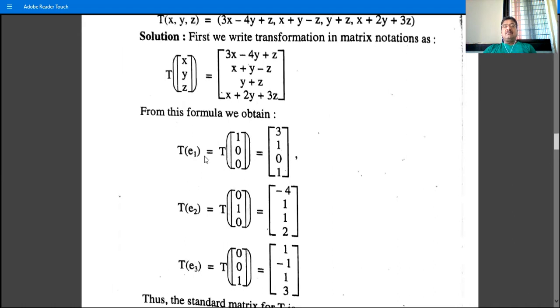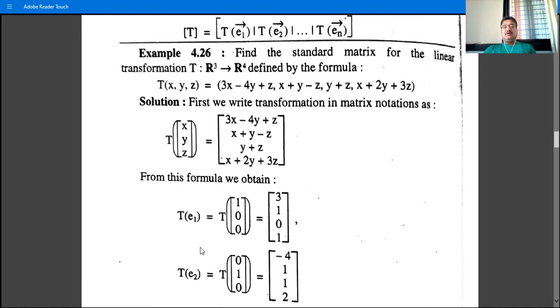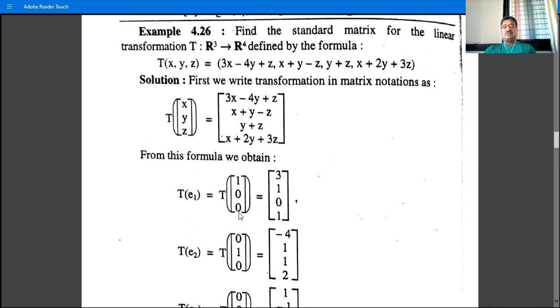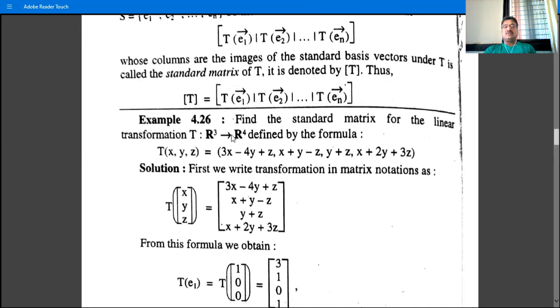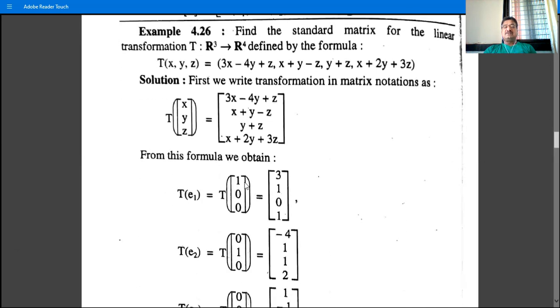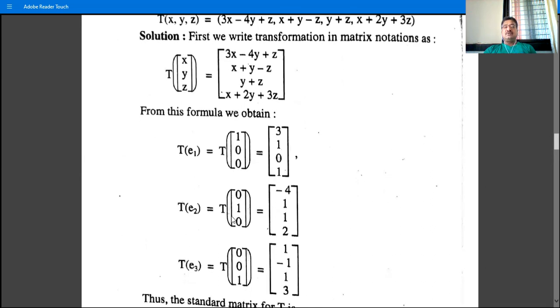Okay, and then we will find T of e1. T of e1 is T of (1,0,0). What are e1, e2, e3? We have to write the standard basis for R^n. So here the domain is R cube. Its standard basis is e1, e2, e3. What is e1? (1,0,0). e2 is (0,1,0), and e3 is (0,0,1).